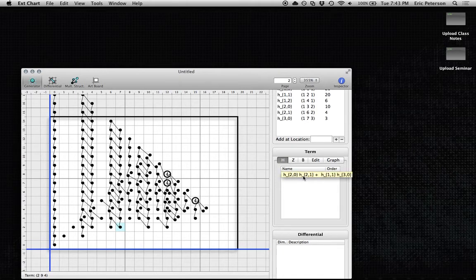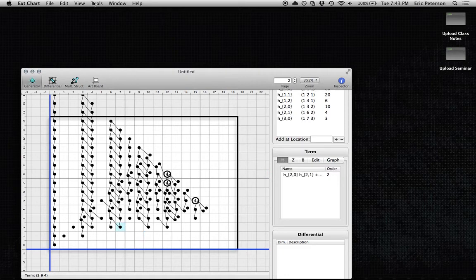And sure enough, if you highlight the term and ask for a homology representative, Ext Chart says that the homology representative here is given by the sum of these two things. Ext Chart is also happy to tell you about cycles and boundaries at a particular page. So this is the unique cycle, and there are no boundaries.